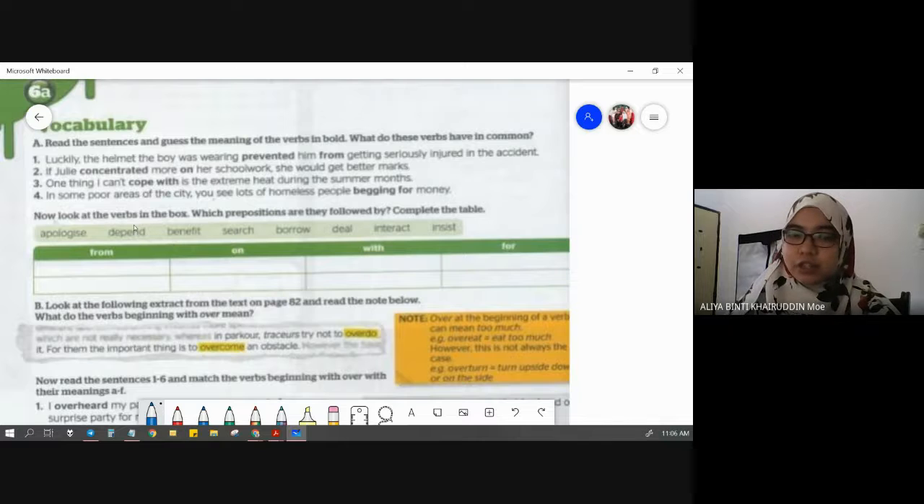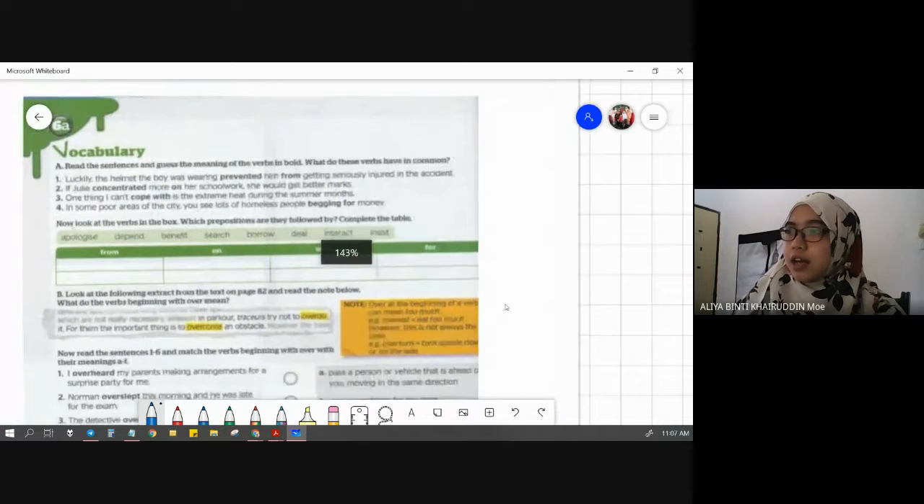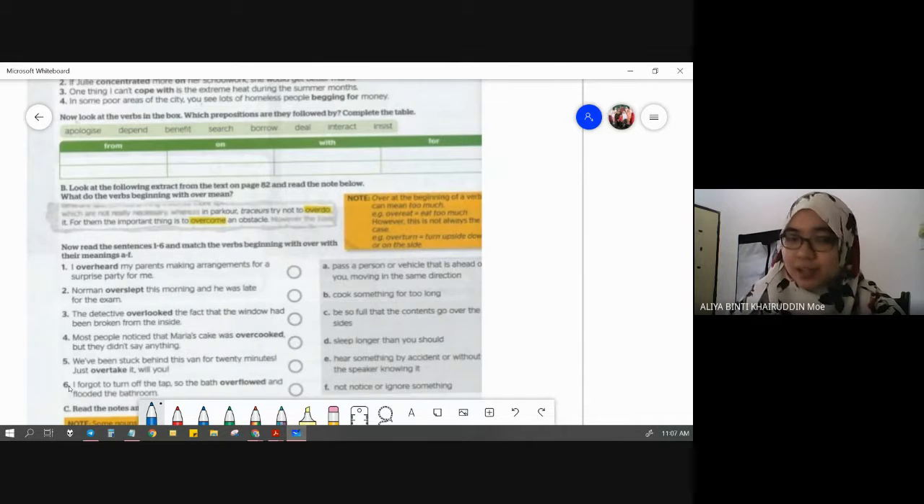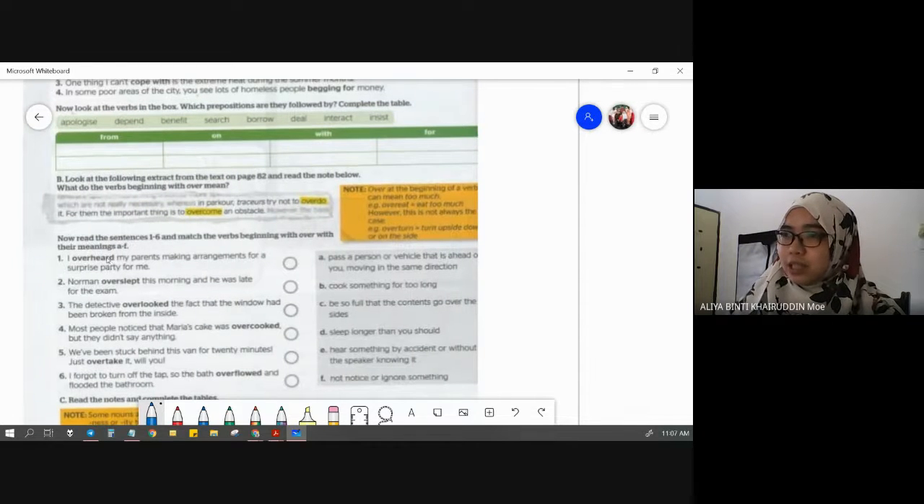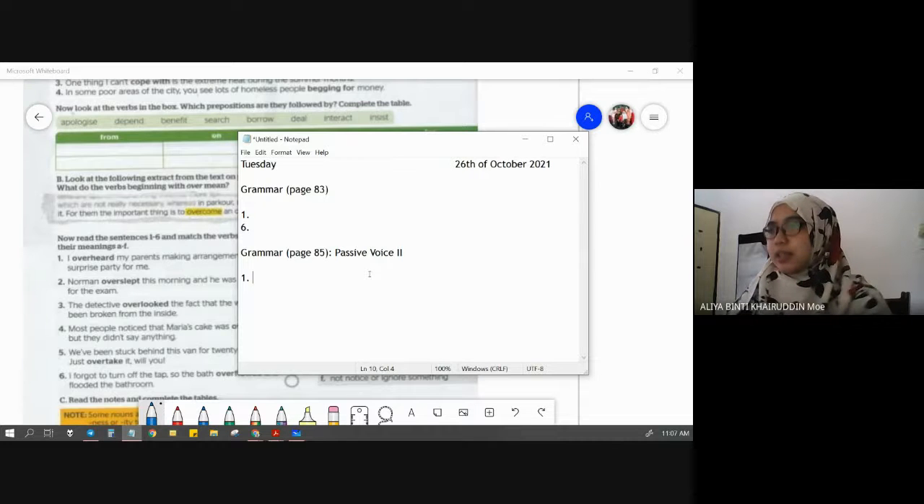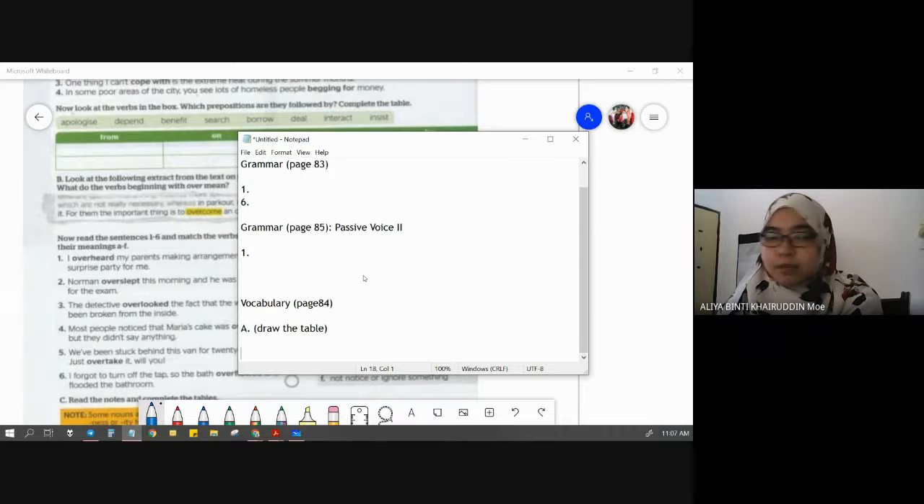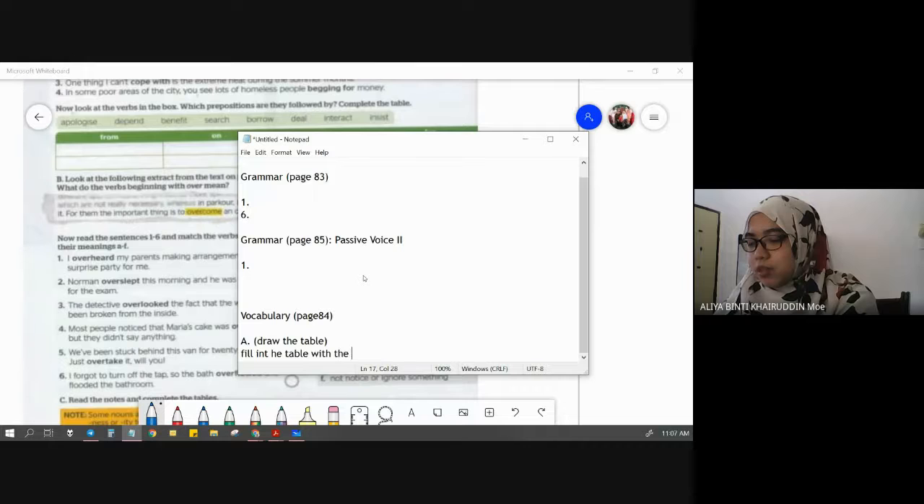Depend. What should it be paired with? Is it depend from, depend on, depend with, or depend for? So fill in this table with the verbs here. So this is the first activity. So do activity A. Now for activity B, just keep this part and go right away to number 1 until number 6. What I want you to do is write the verb that is bold here. For example, on your exercise book later, write vocabulary as the title and write page 84. For A, draw the table and then fill in the table with the suitable verbs.